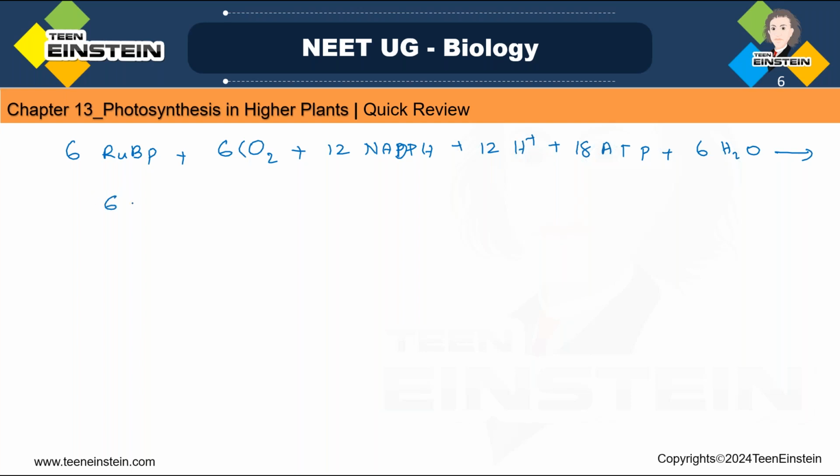So after the reaction, 6 RUBP plus glucose, hexose sugar that is forming, plus 12 NADP plus 18 ADP plus 18 Pi.